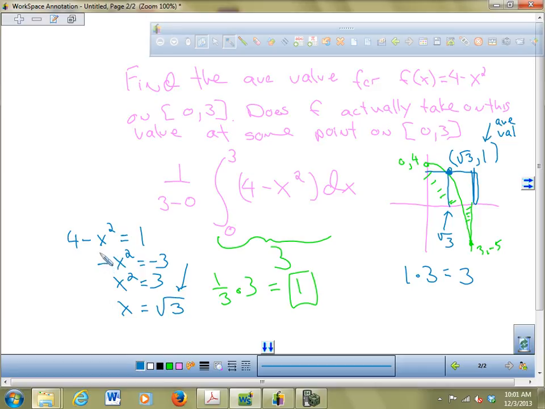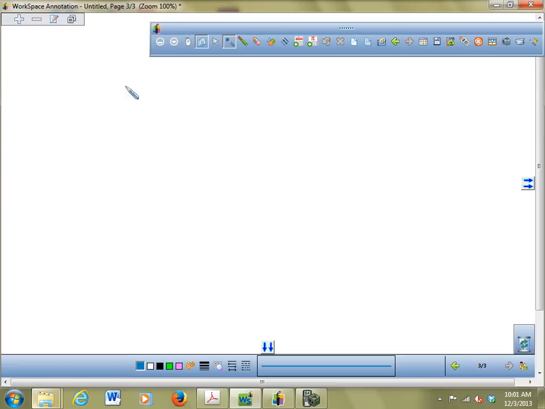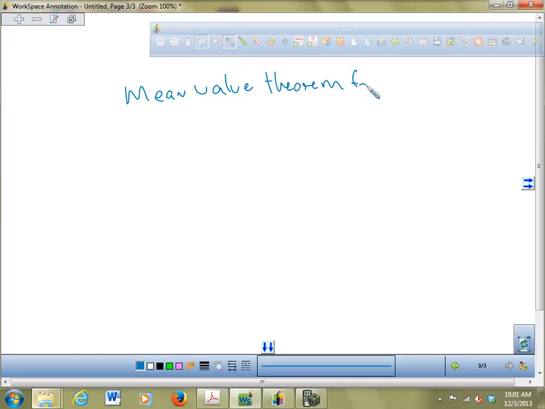We'll do some more when we learn how to take antiderivatives. So, next thing, I didn't talk about this yet. Where'd all the time go? Mean value theorem for definite integrals. This just states that there's always going to be some y value if the function is continuous. So it's kind of the same thing.